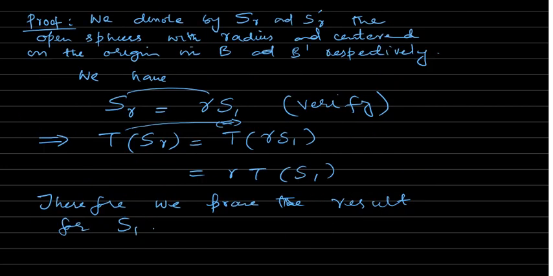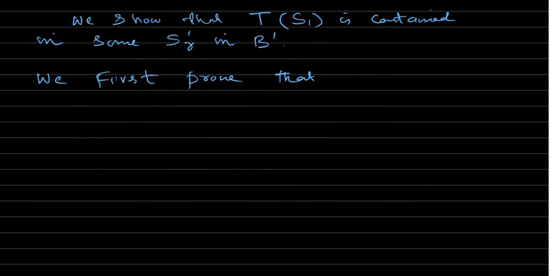So sorry for this, so we denote this. So the rest of this is right, S_R is equal to R to the S_R, so we prove the result for this S1. So then we show that TS1 contains, it is not contained in, okay, this statement says it contains some S_R dash in B. So we first prove that, तो अभी प्रूव करना कि TS1 कंटेन करा.